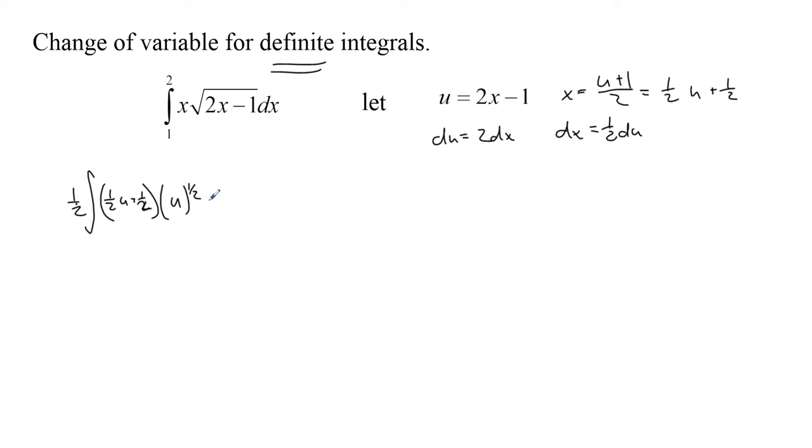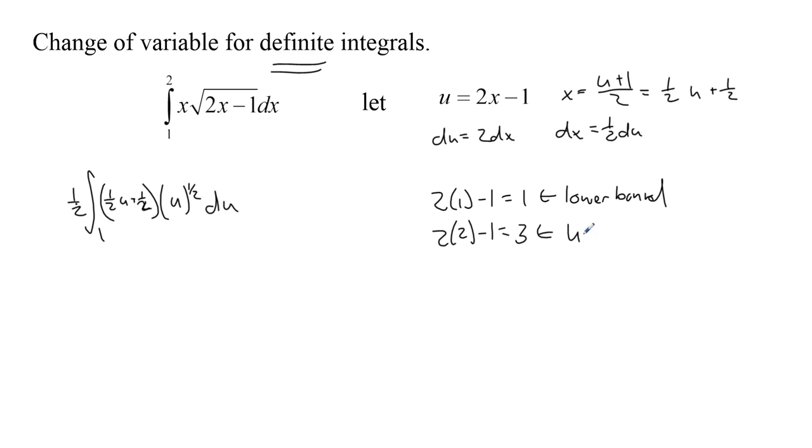We did this on the last one, so I just want to make sure that I have them all straight. So all I have to do is change my upper and lower bounds, and that's simple. We just plug in. 2 times 1 minus 1 is 1. That's my new lower bound. And then 2 times 2 minus 1 is 3. That's my new upper bound. And so we'll just replace those.